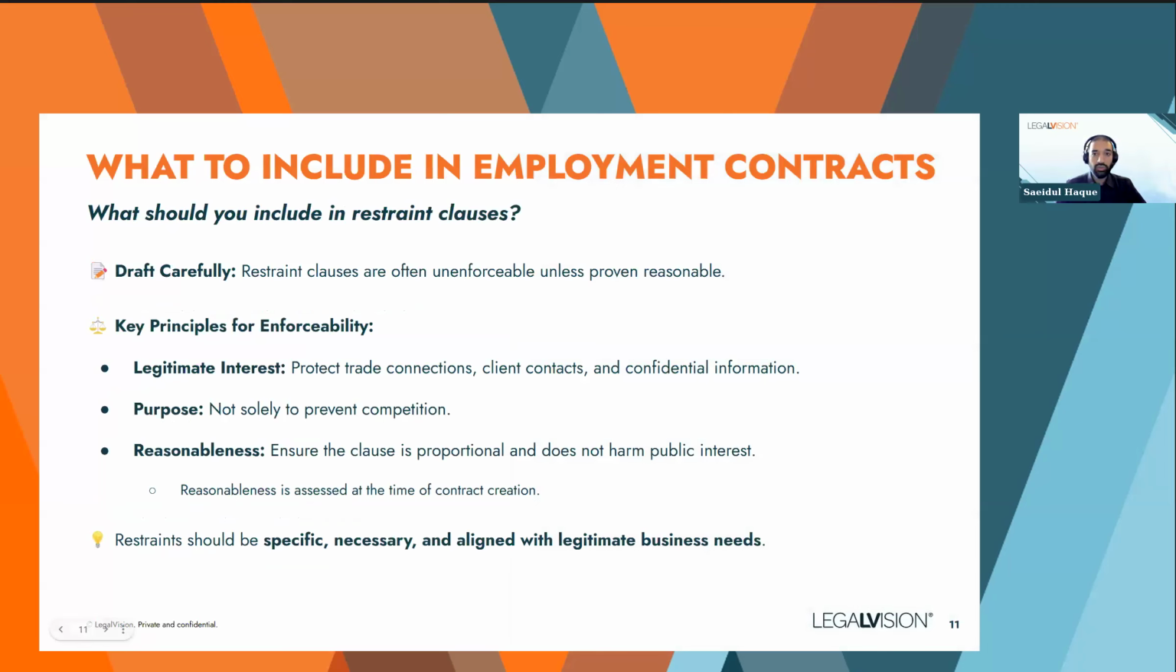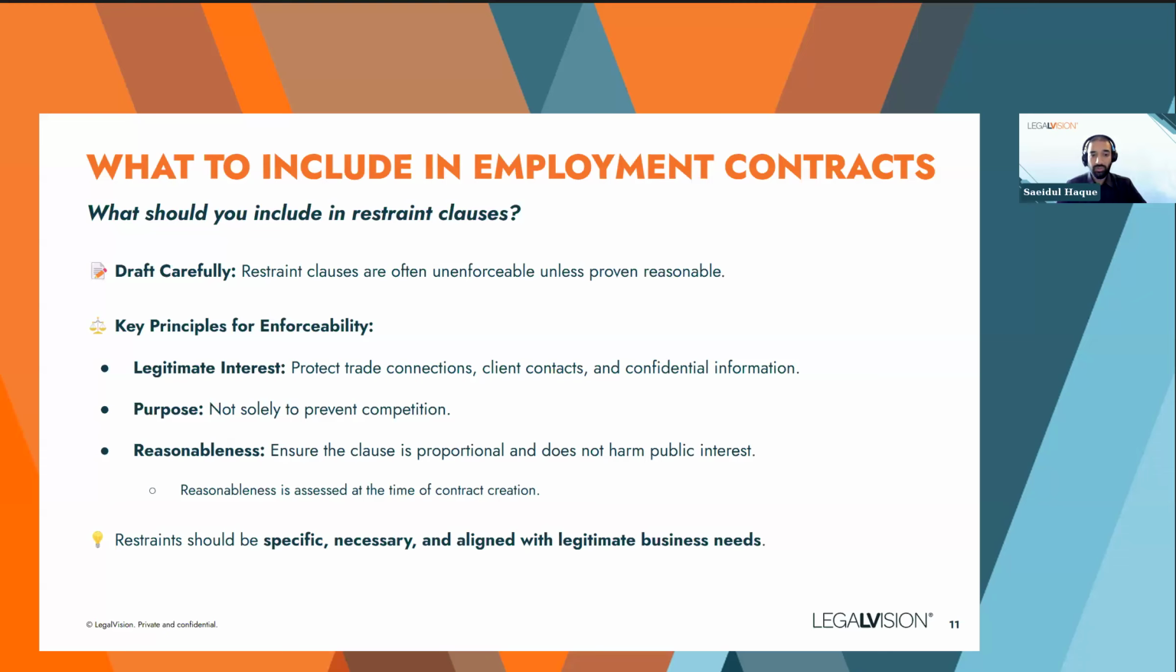Now, what should you include in restraint clauses? Well, the devil is really in the details, and restraint clauses must be carefully drafted. When challenged in court, a restraint clause is generally unenforceable unless yourself as the employer or the company can prove that the clause is reasonable and does no more than protect the legitimate interest of yourself as the employer. Some of the key principles applied by the courts when deciding whether or not a clause is enforceable would be, firstly, to look at whether or not you protect a legitimate interest. To be enforceable, you must ensure that the clause is drafted carefully to protect a legitimate proprietary interest for which the restriction you are putting in place is necessary.